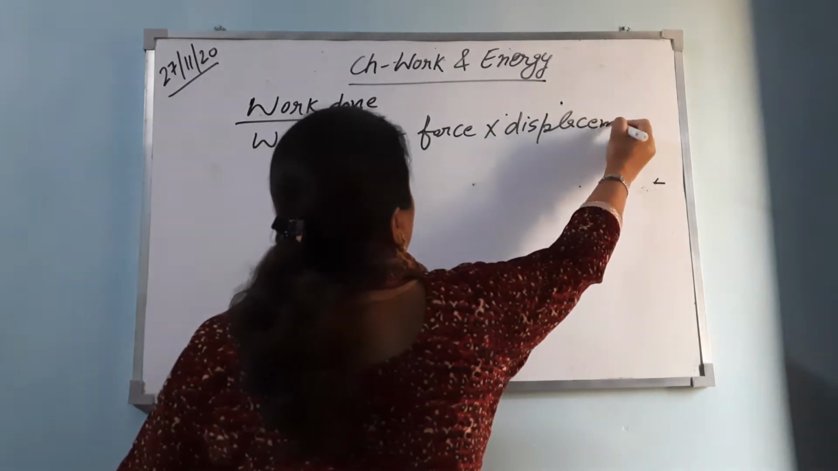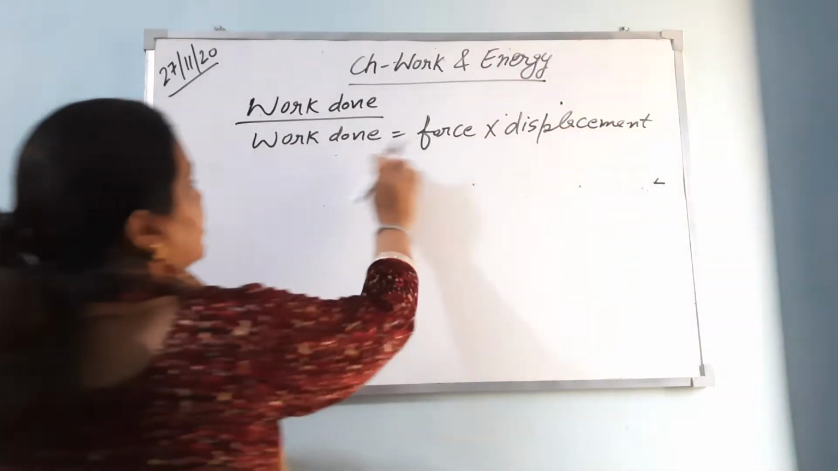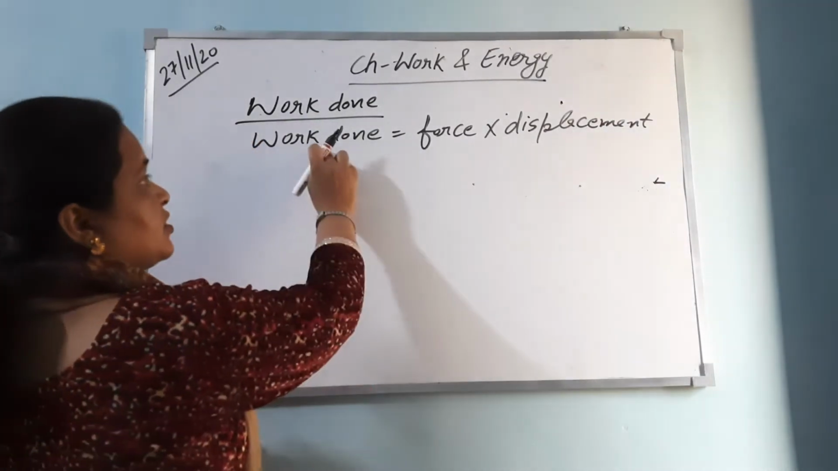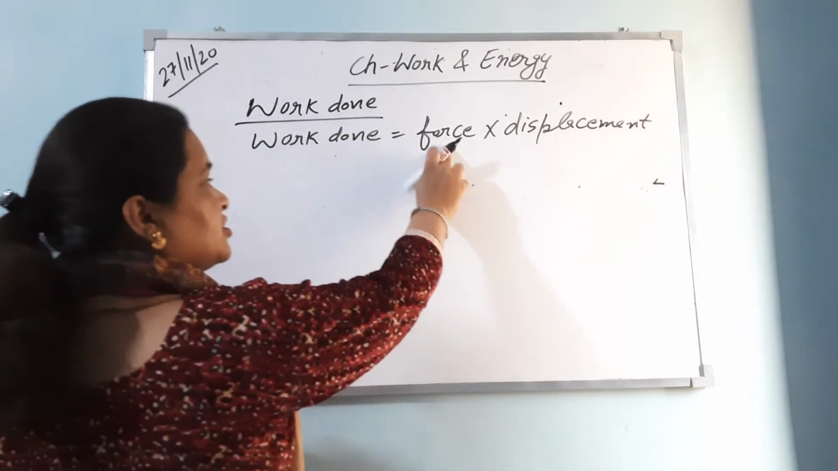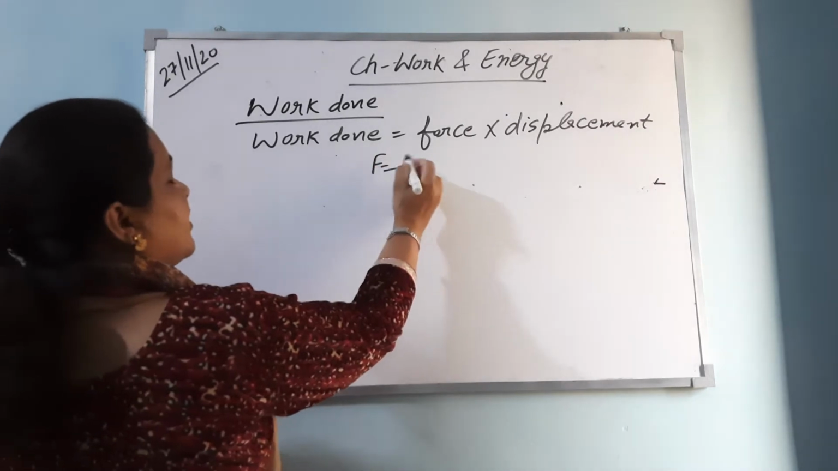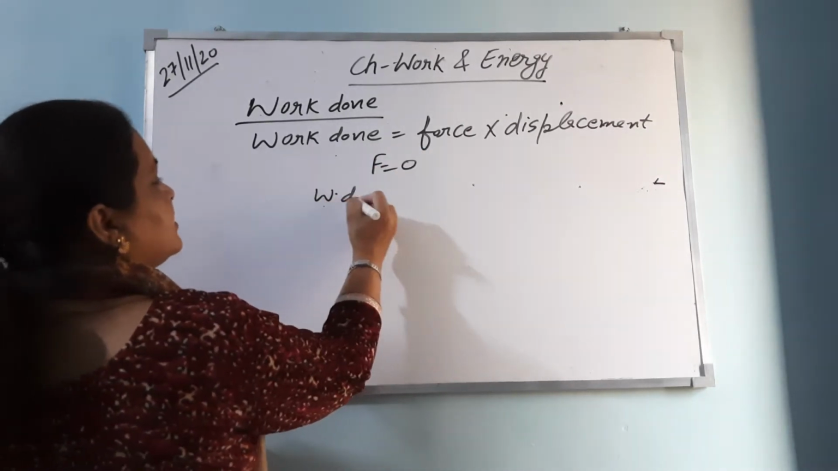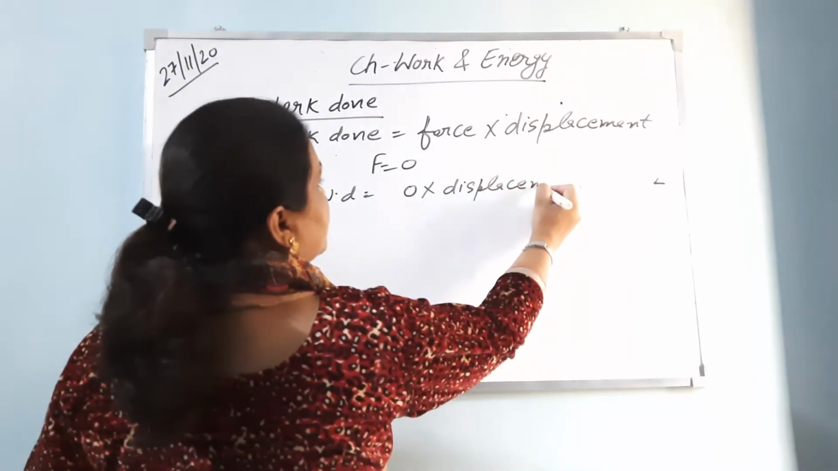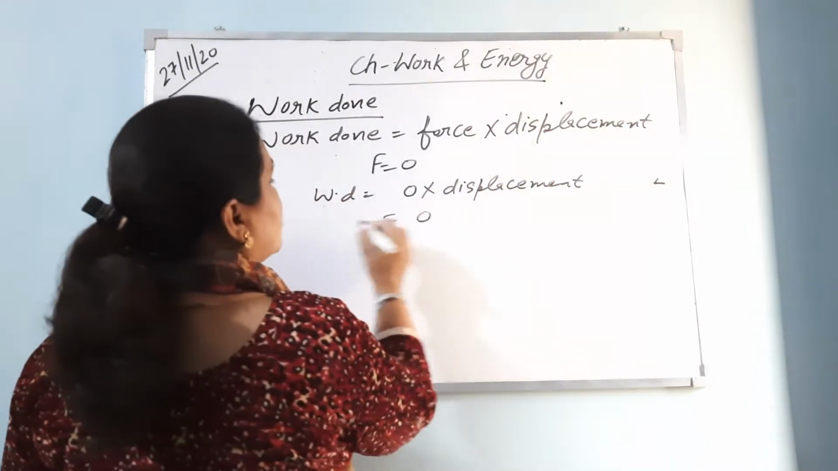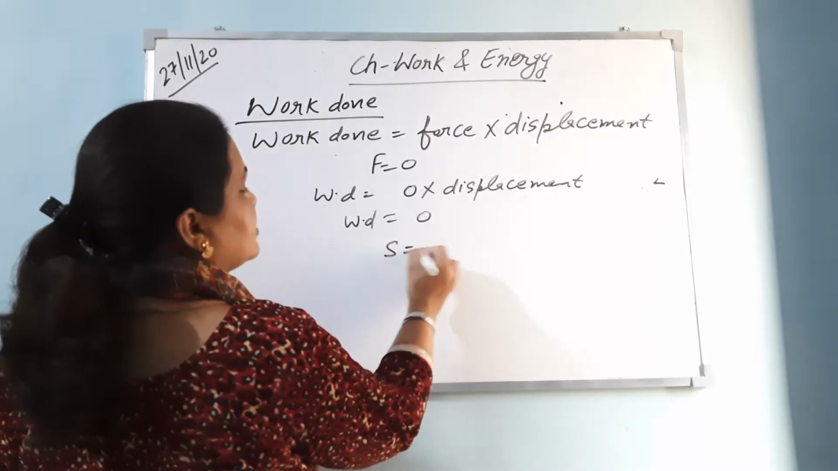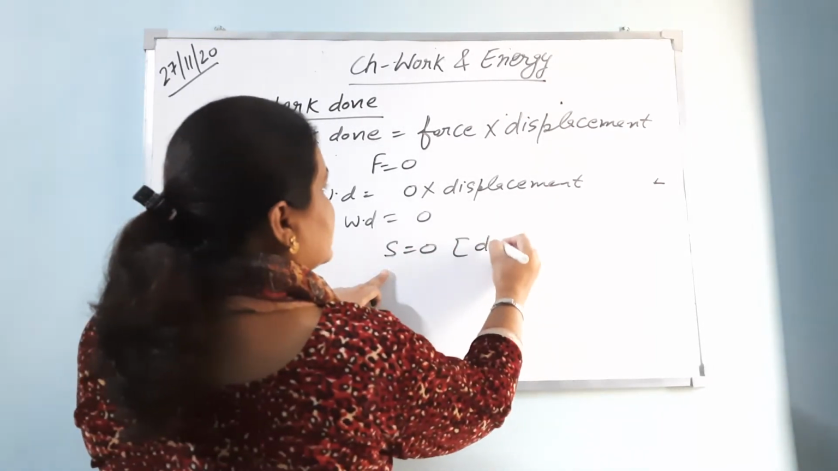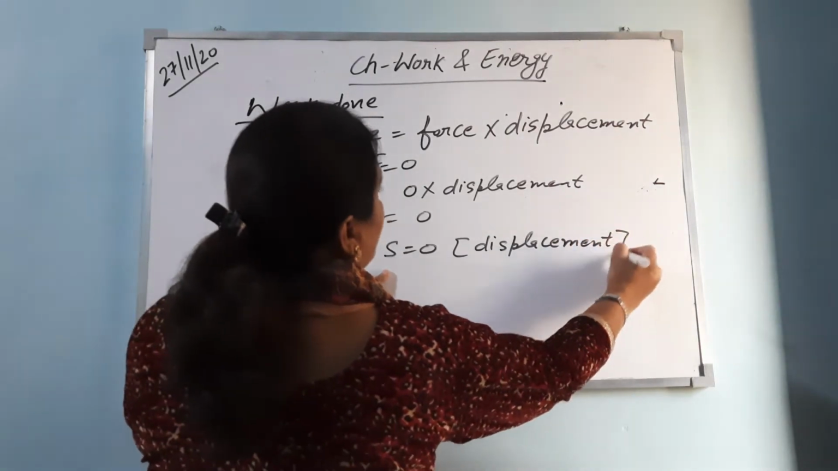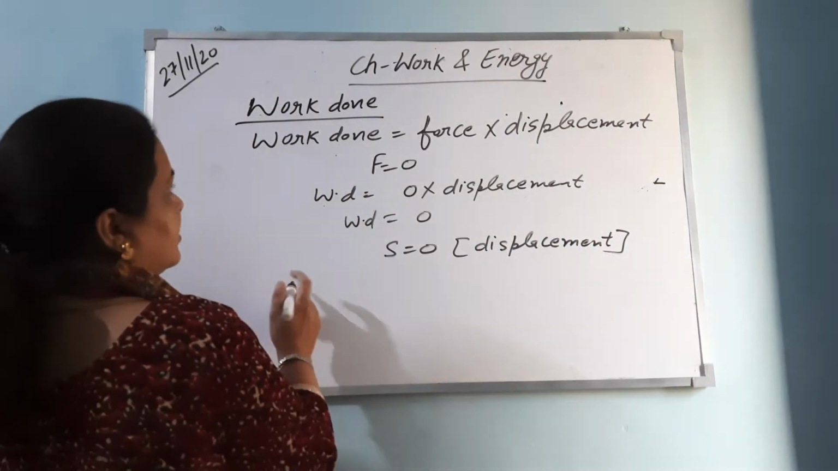Now as you have come to know, work done is force into displacement. So these are the two factors on which work done depends. If F is 0, then work done is 0 into displacement. If there is no displacement, then work done is also 0. And if S is 0, S is not speed, S is displacement. In 9th class in the NCERT book we write S as displacement.